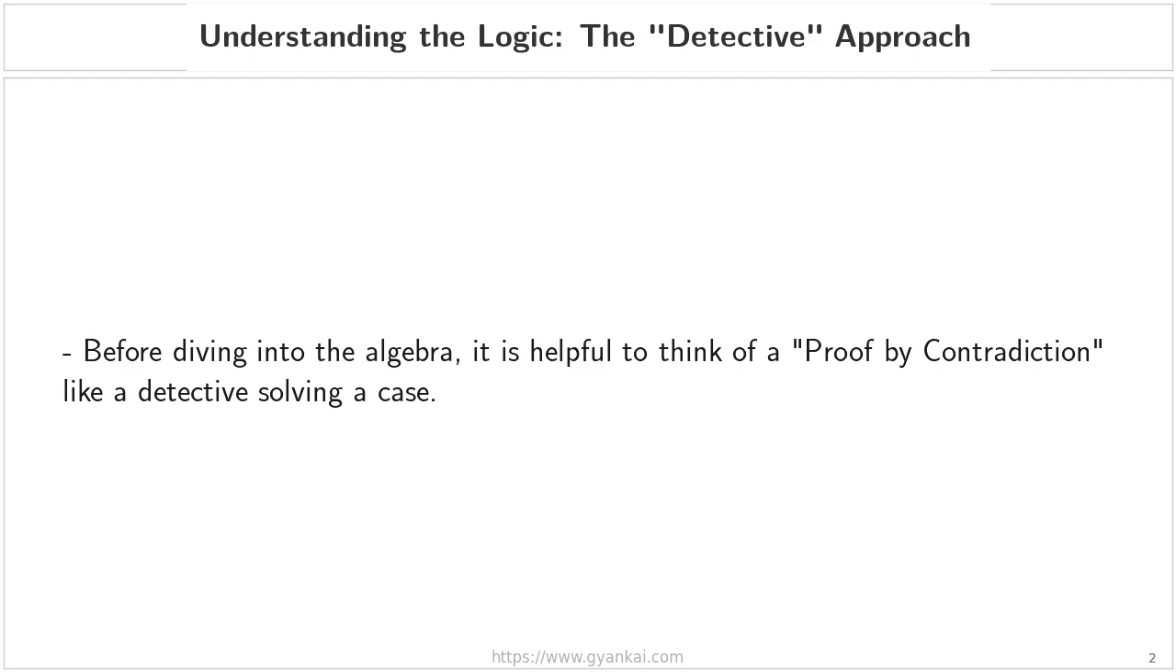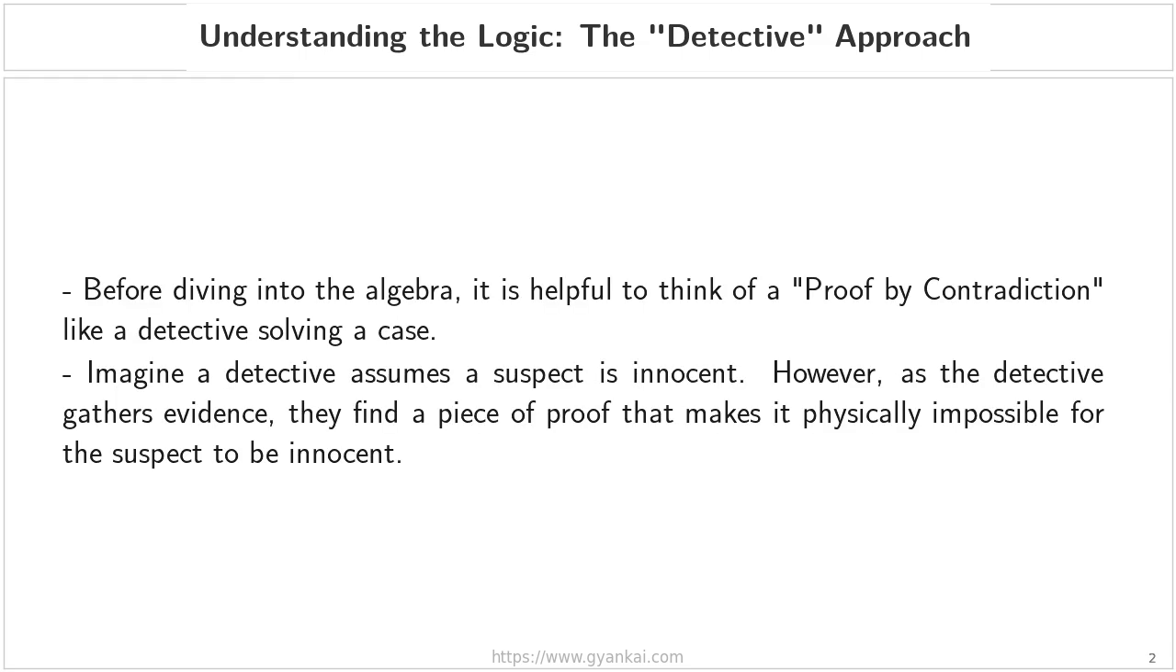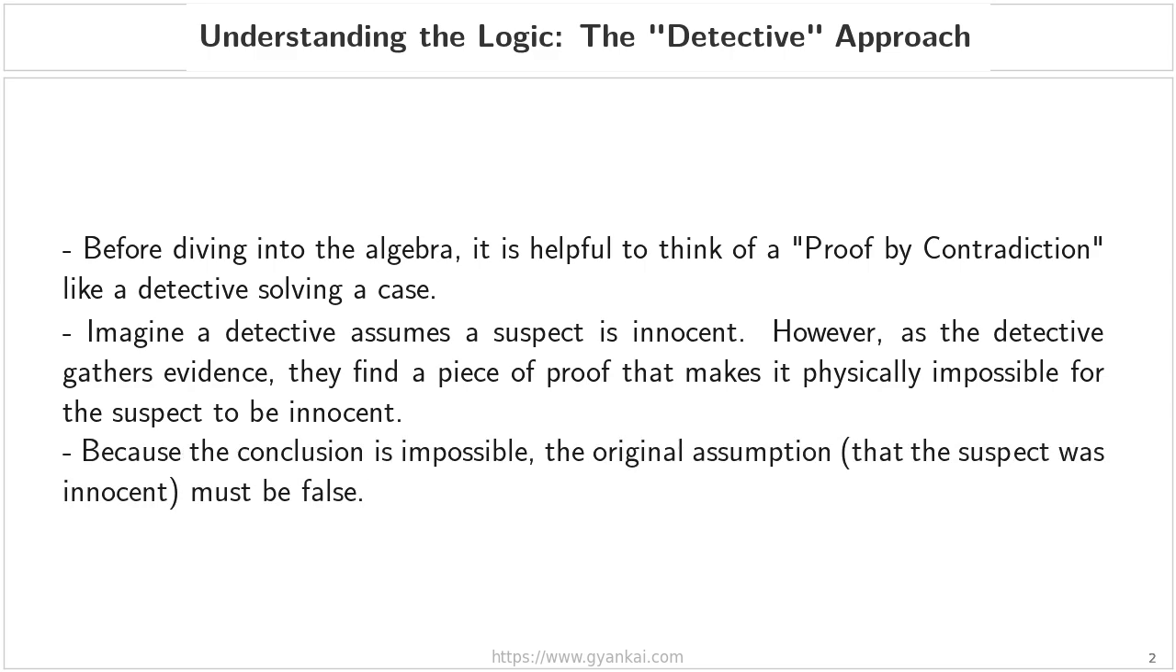Now, before we dive into the heavy algebra and the formal steps, I want us to take a moment to understand the underlying logic. It is very helpful to think of a proof by contradiction as being similar to a detective solving a criminal case. Imagine a detective starts an investigation by assuming a suspect is innocent. However, as the detective gathers more and more evidence, they eventually stumble upon a piece of proof that makes it physically impossible for that suspect to be innocent. Because that final piece of evidence makes the idea of innocence impossible, the detective is forced to conclude that the original assumption, that the suspect was innocent, must have been false.